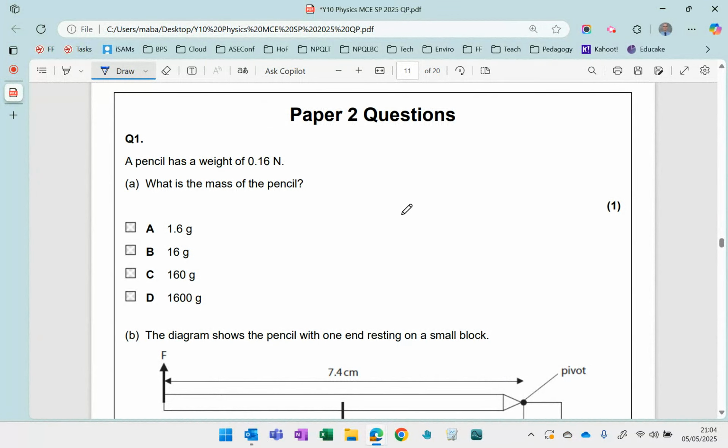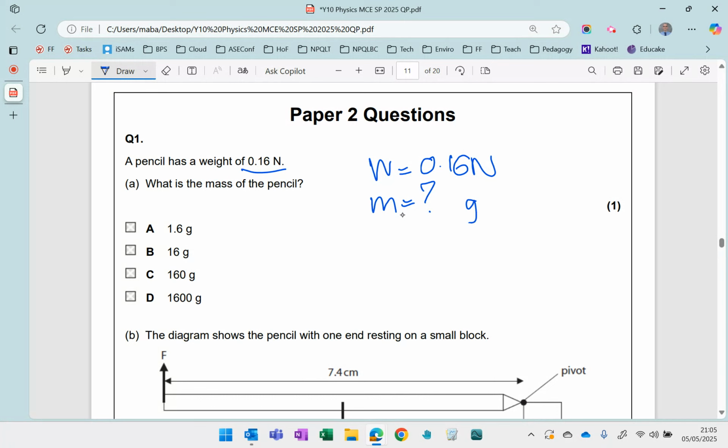Okay, so these are the first of the paper 2 questions, so the SP only portion of the paper. Pencil's got a weight of 0.16 newtons. Okay, so let's write that down. What's the mass?